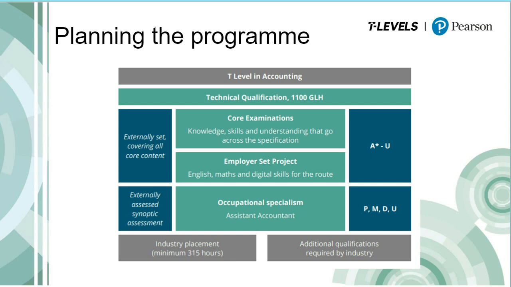And students on both the T-level technical qualification in accounting and finance will need to complete a 350-hour industry placement related to the occupational specialism selected by the student. This is not something that Pearson is involved in. Guidance from the Department for Education states that the industry placement must last a minimum of 315 hours. That's approximately 45 days, but can last longer.